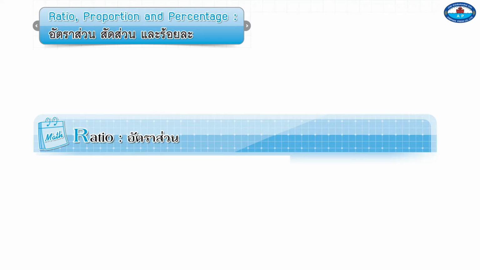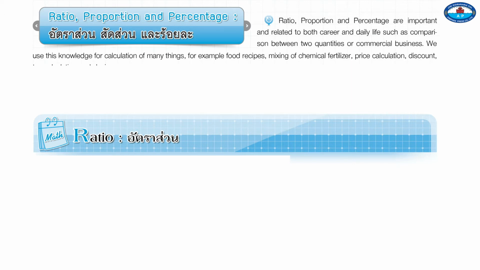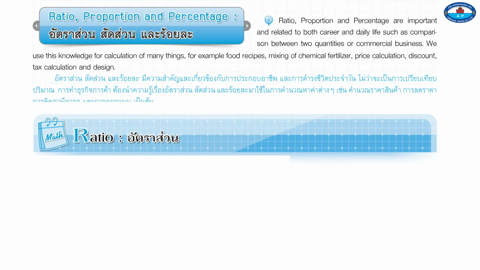Ratio, proportion, and percentage are important and related to both career and daily life, such as comparison between two quantities or commercial business. We use this knowledge for calculation of many things. For example, food recipes, mixing of chemical fertilizer, price calculation, discount, tax calculation, and design.